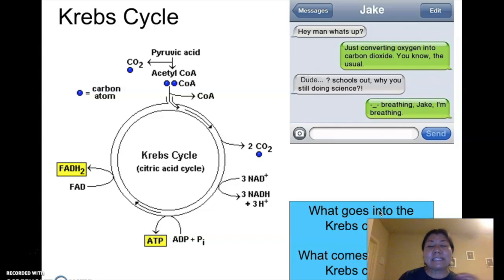Okay, so what goes into the Krebs cycle? Remember, your pyruvic acid or your pyruvate goes into the Krebs cycle. And then what comes out? It's your electron carriers. You get a little bit of ATP, and then you're going to breathe out carbon dioxide.